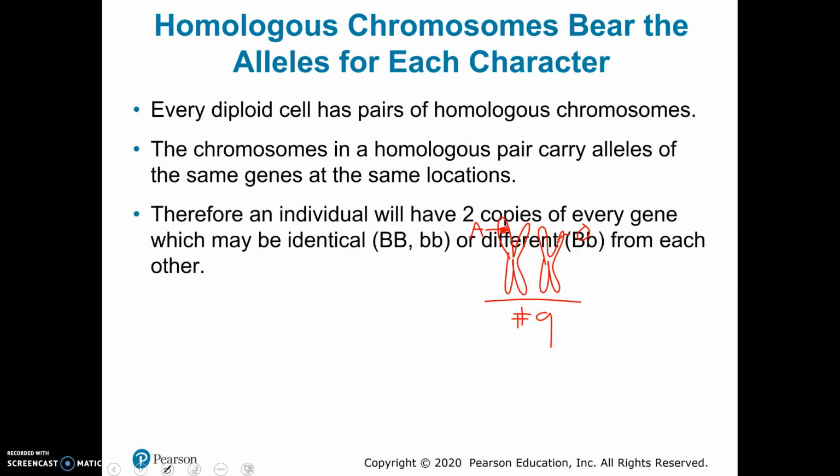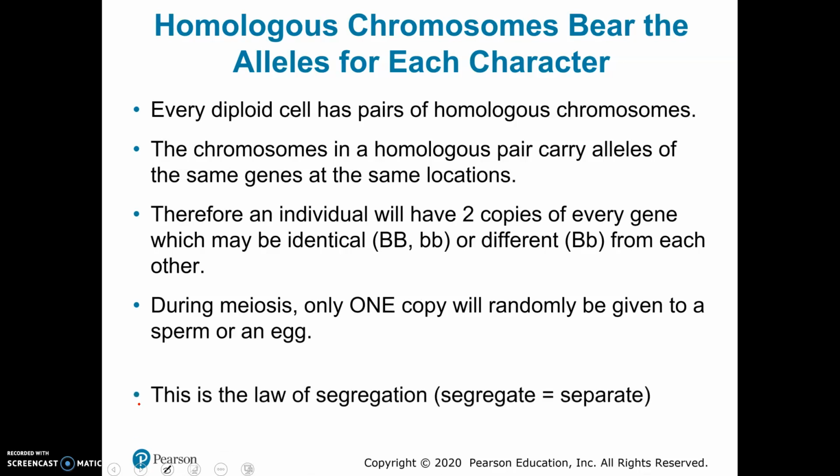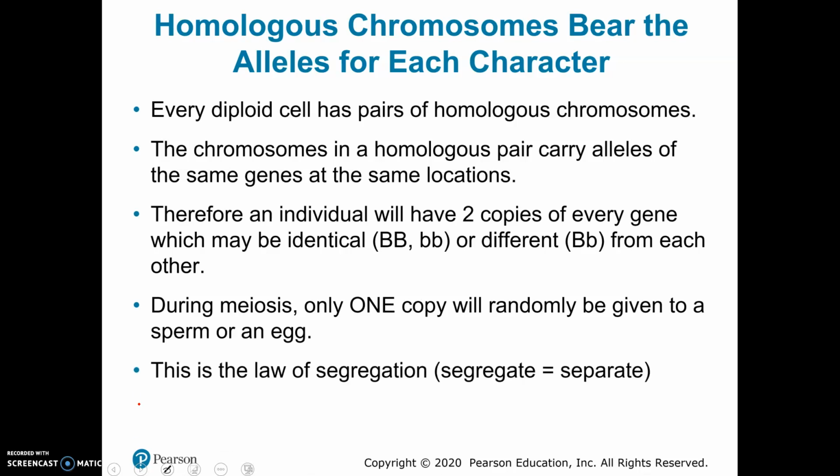So every animal or organism will have 2 copies of every gene. They could be the same or they could be different from one another. And then during meiosis, that's the process where randomly one copy only is going to be given to a sperm or an egg. And that's the law of segregation. So we just kind of went over this, but this is just applying it to our previous chapter.